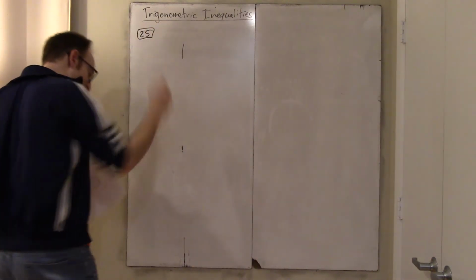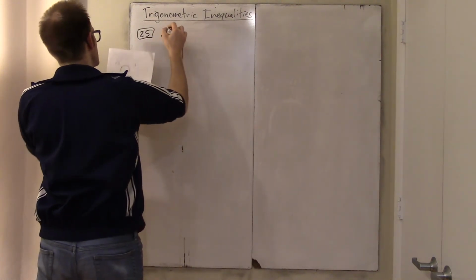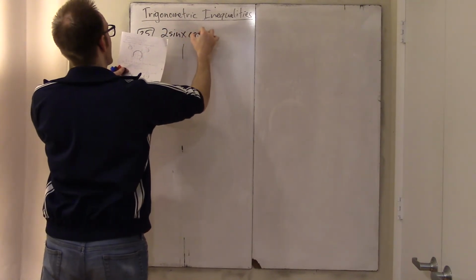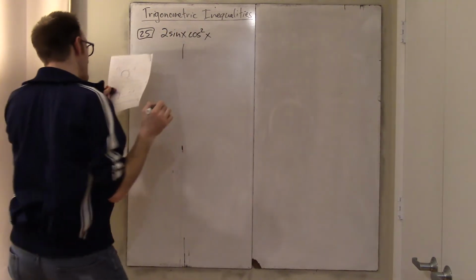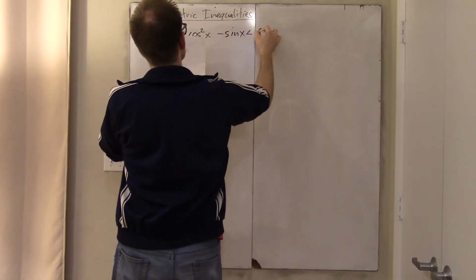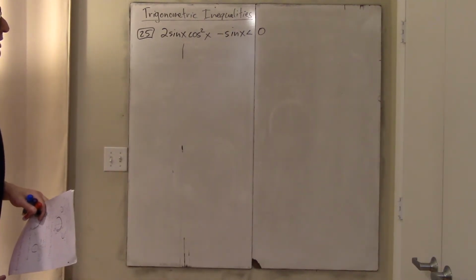You don't get as much out of it from just watching me do it, but I don't intend to go over this in class, so this is your chance. 2 sine x cosine squared x minus sine x is the last problem from this packet. When is this negative? Okay, what should we do?